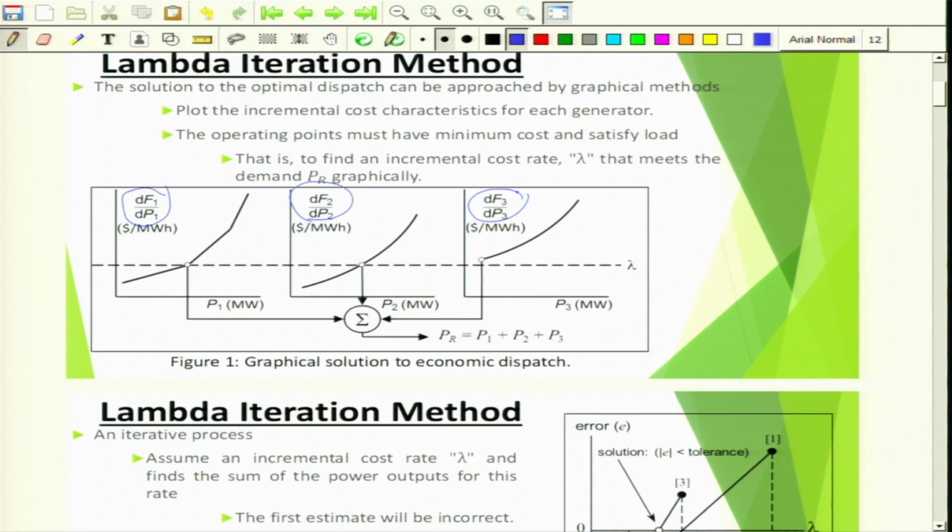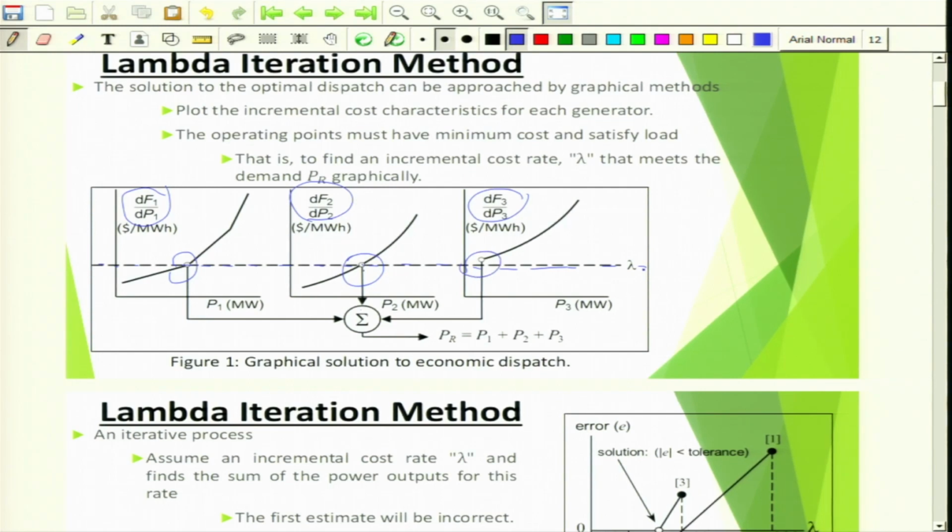So you can see here, let's say this is the lambda. Corresponding to this lambda, you would get a specific generation from each generator. So sum up together, you will get that. So at a specific lambda, let us say, you have three specific generations coming up. You see here, that is P1, then P2, and P3.